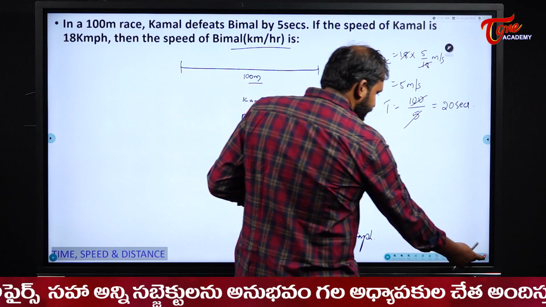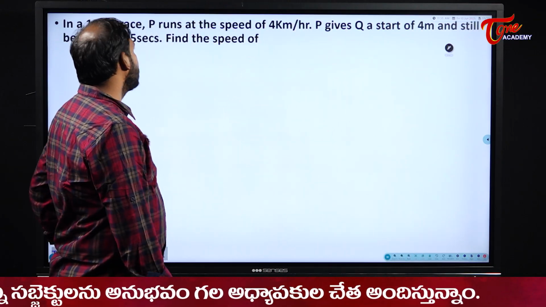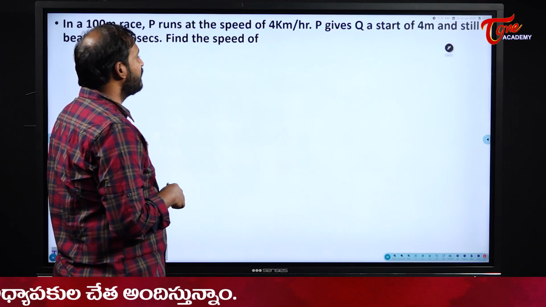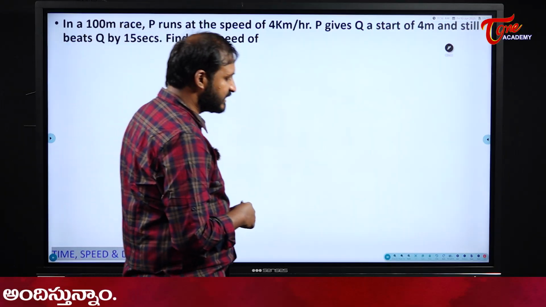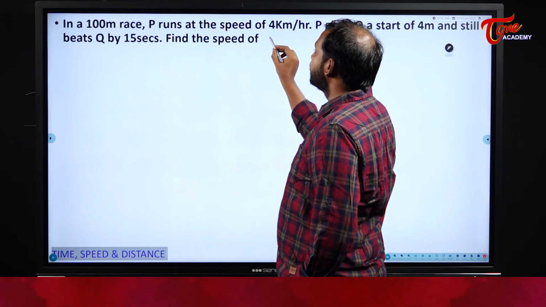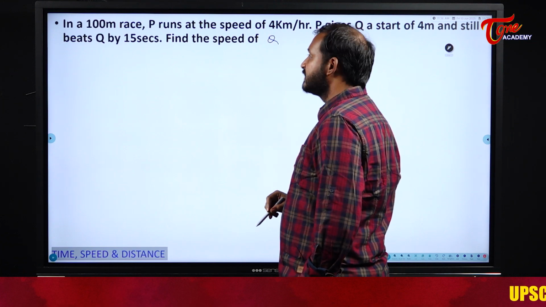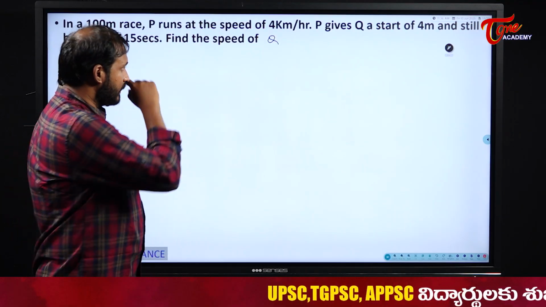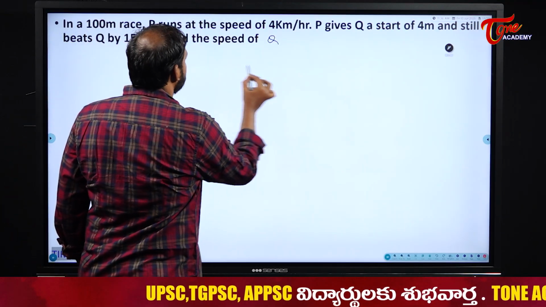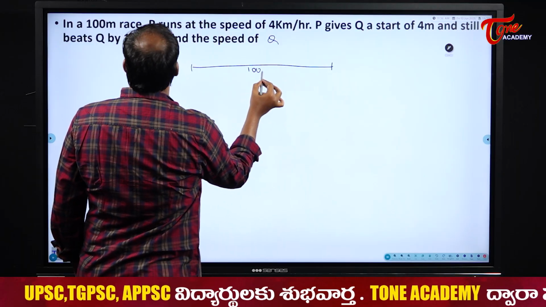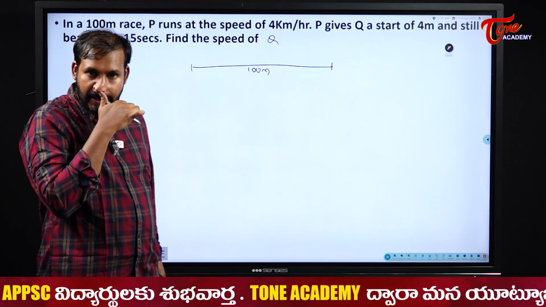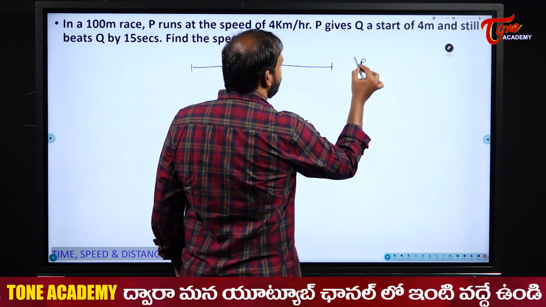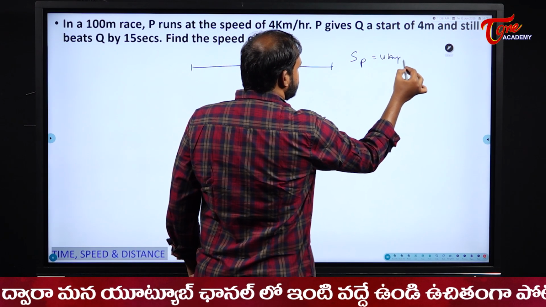Understood? Next one. Now see here. In a 100 meter race, P runs at the speed of 4 km/h. P gives Q a start of 4 meters and still beats Q by 15 seconds. Find the speed of Q. Why? Because P's speed was already given, so we need to find Q here. Now see here students. What is the race distance actually? 100 meters. And what is the speed of P? 4 km/h.